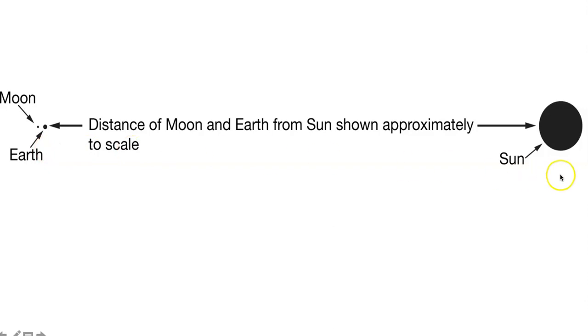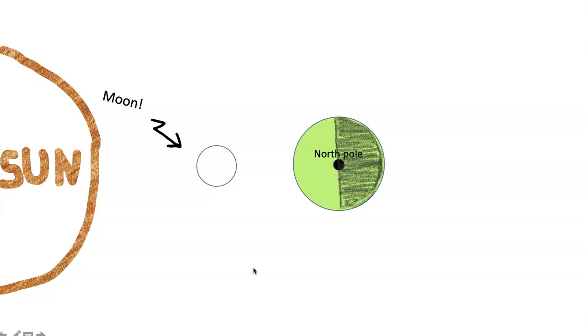In fact, here's an actual scale model showing the sun and the Earth and moon and the approximate true distance if you were going to try to scale everything. So I can't do that on the slide. It wouldn't make sense. I wouldn't be able to show you the detail I want to show you. So keep that in mind.